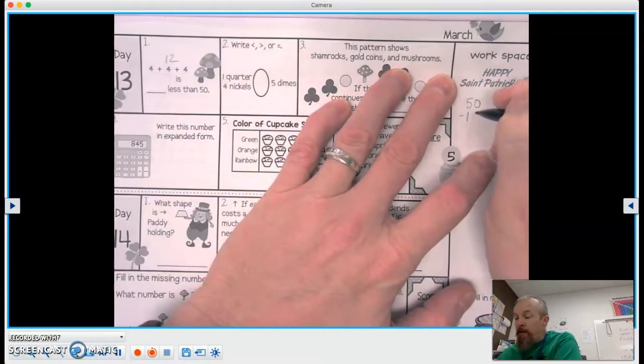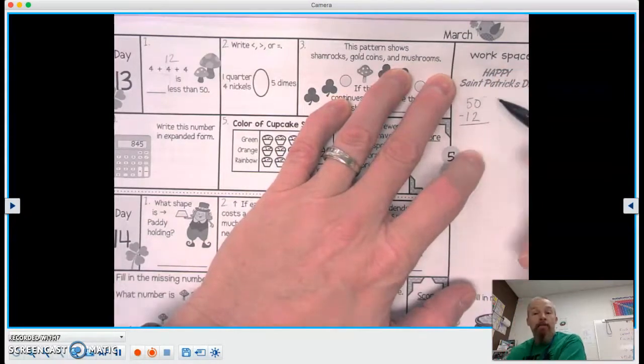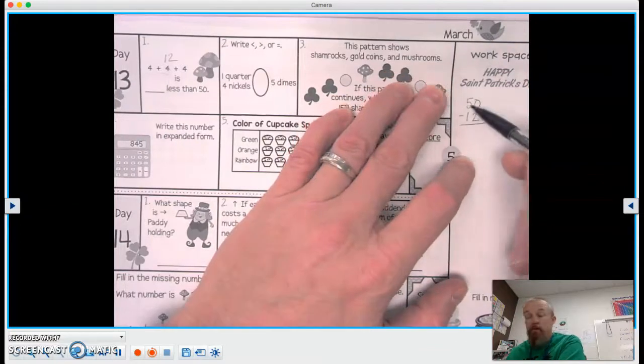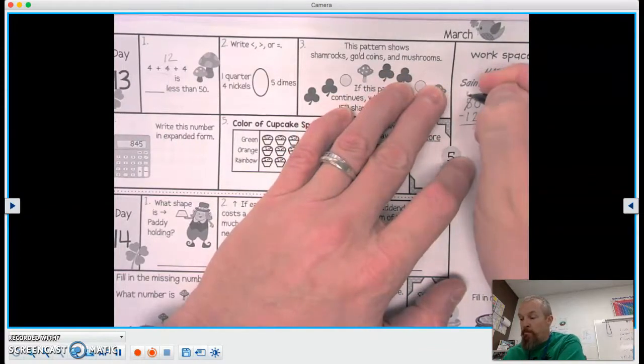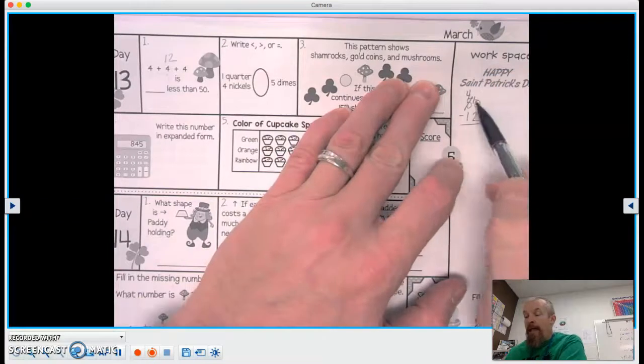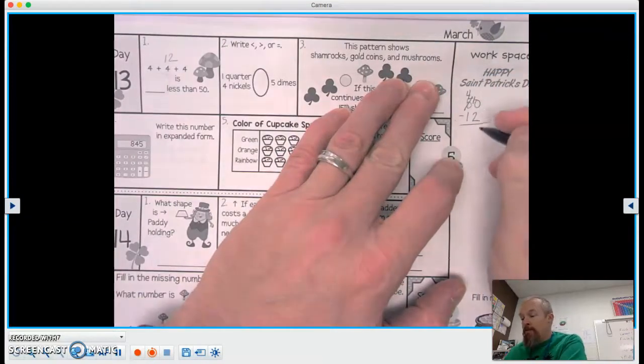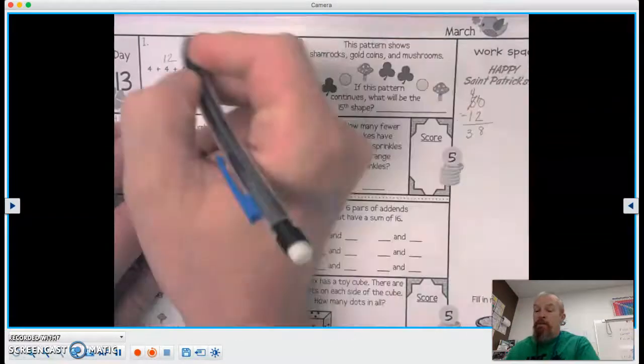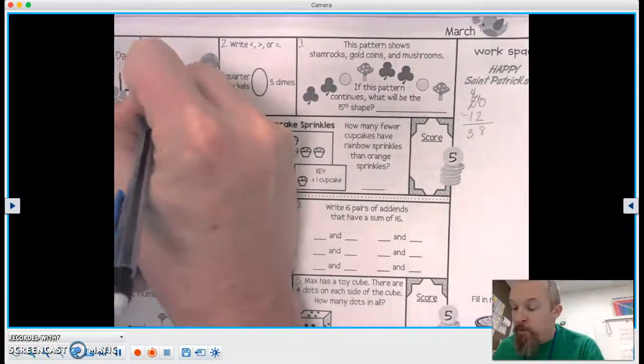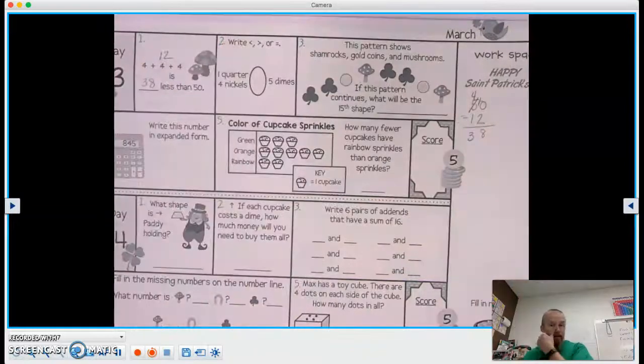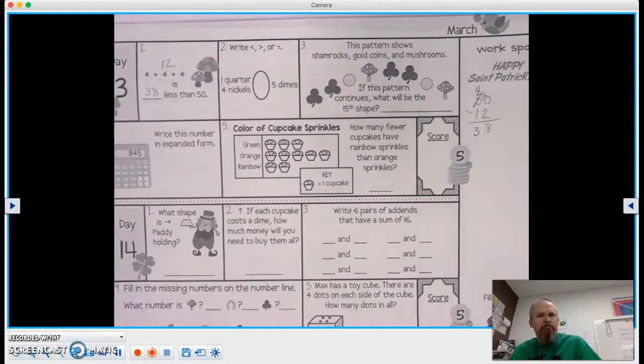50 minus 12. There's more on the floor, so we have to borrow from next door. Okay, so 10 minus 2 is 8. 4 minus 1 is 3. So 4 plus 4 plus 4 is 38 less than 50. Boy, there's a lot to that problem. Way to work that out and figure it out.